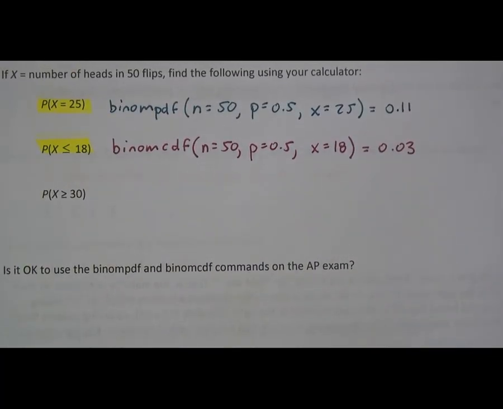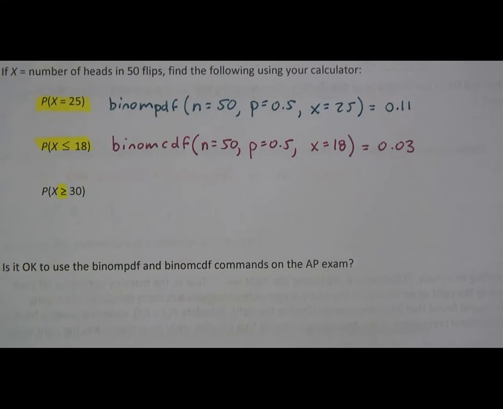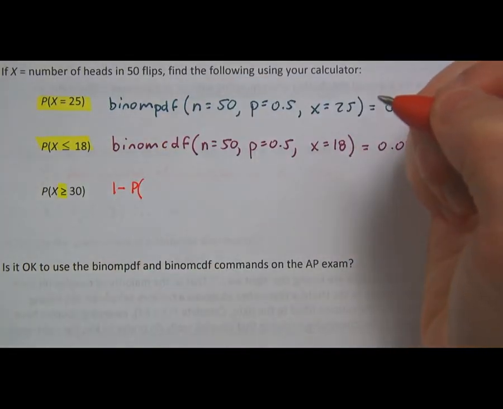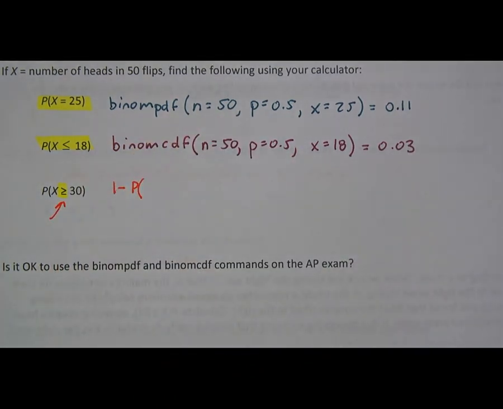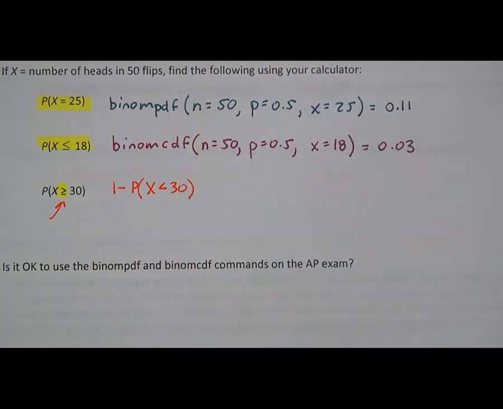Any idea how we're supposed to do this one? It is definitely going to be CDF in there somewhere because it has an inequality. What do you mean, complement? Can you walk us through your thought process? What's the complement of a number being greater than or equal to 30? If it's not greater than or equal to 30, it has to be less than 30.